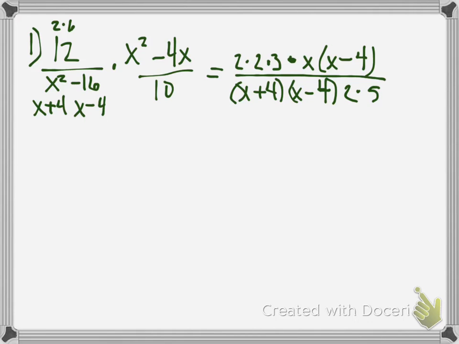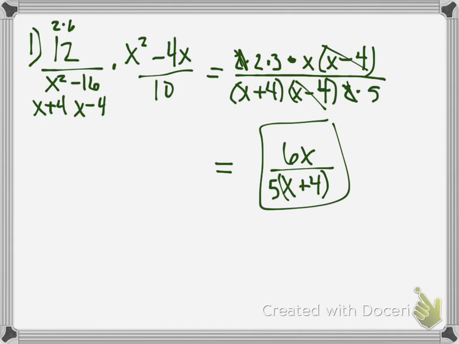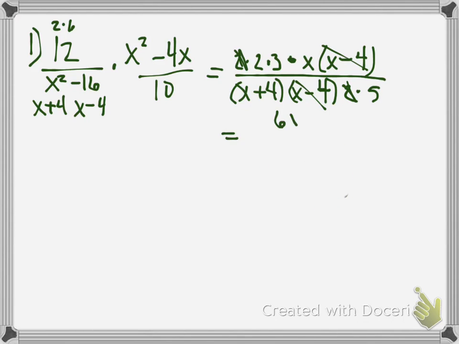Now when you look at this, what can you cross out? That's what you want to do. So I can cross out a 2, I can cross out an x minus 4, and I think that's about it. And so whatever I have left over is going to be what I have left over. So let's see here, that would be a 6x over x plus 4 times 5, or 5 times x plus 4, whichever would work. Okay, from the other quiz, let's look at the next question from the other quiz.